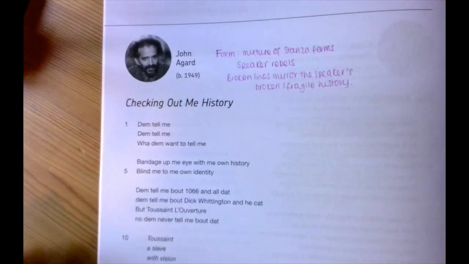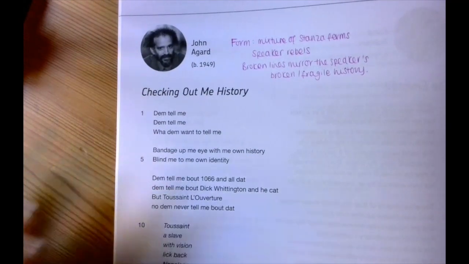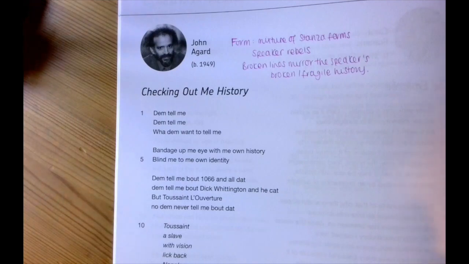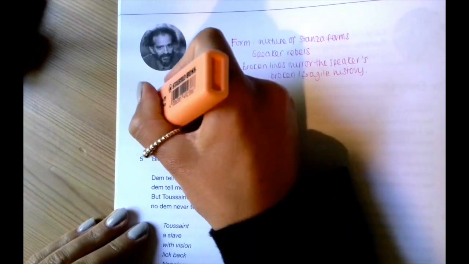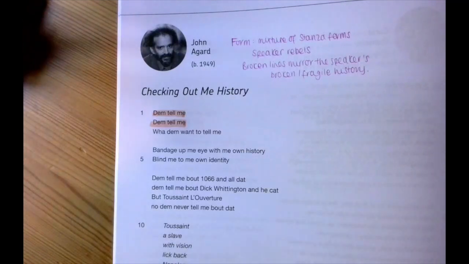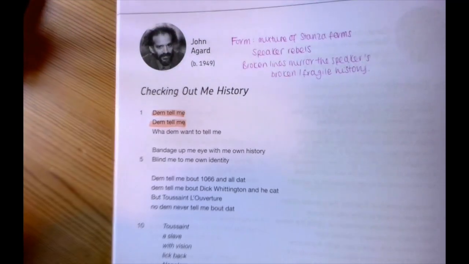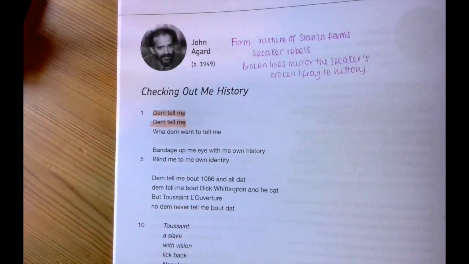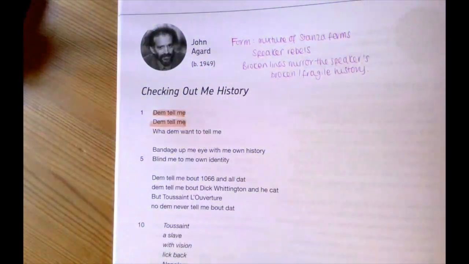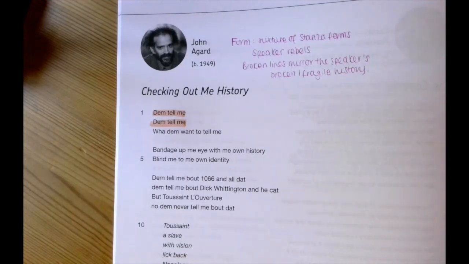If you look at the first stanza then, it's ever so embarrassing me trying to read this without an accent, but "Dem tell me, dem tell me, wha dem want to tell me." Now, you've got this repetition. What you will see is that they're just two short repeated lines. And in fact, you can talk about the technique that is used here. I don't want to spell it incorrectly, but it is what we would call epizeuxis. I don't even think I've said that right, so absolutely forgive me if I have made a bit of a mess of that. But it's a type of repetition.